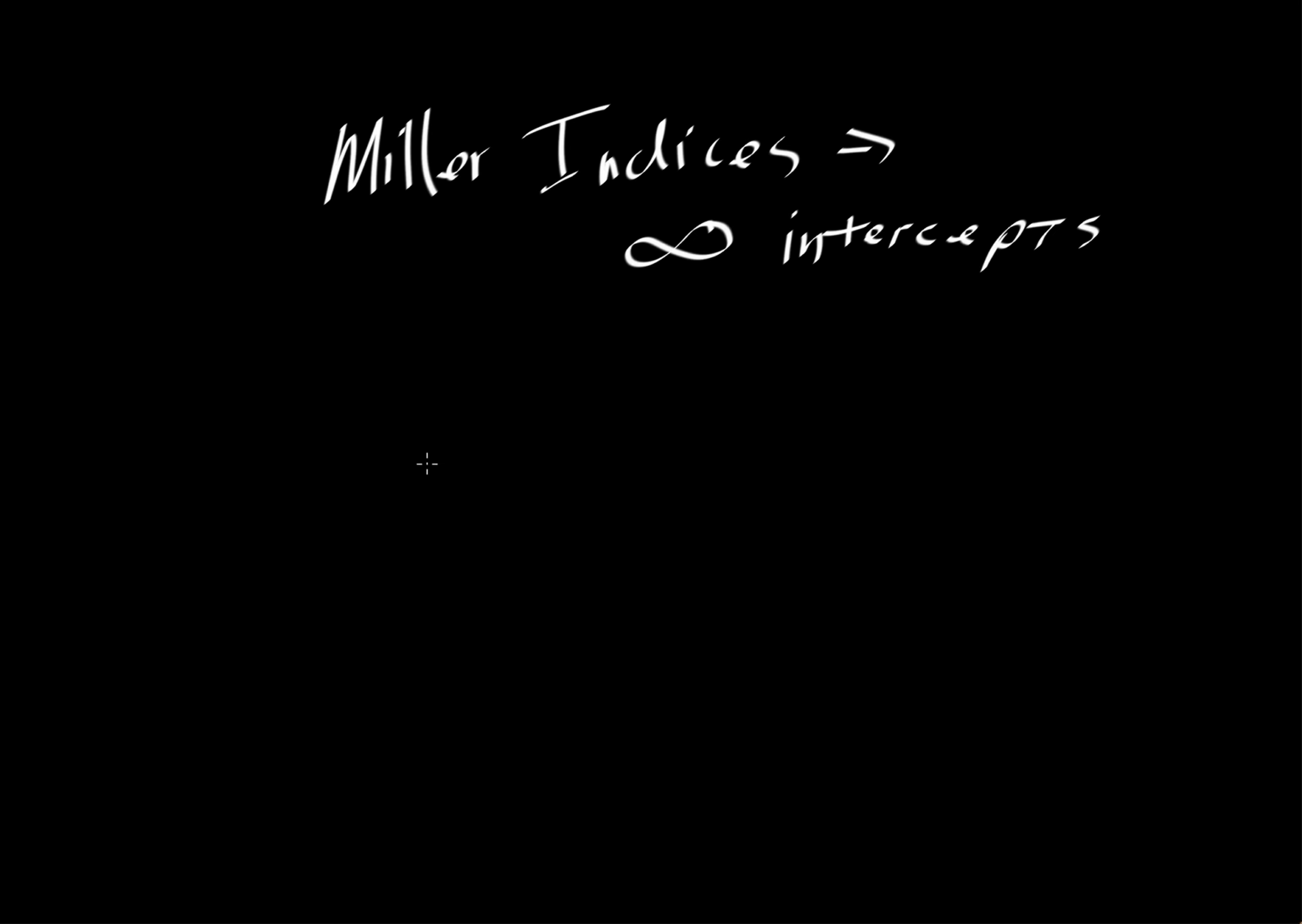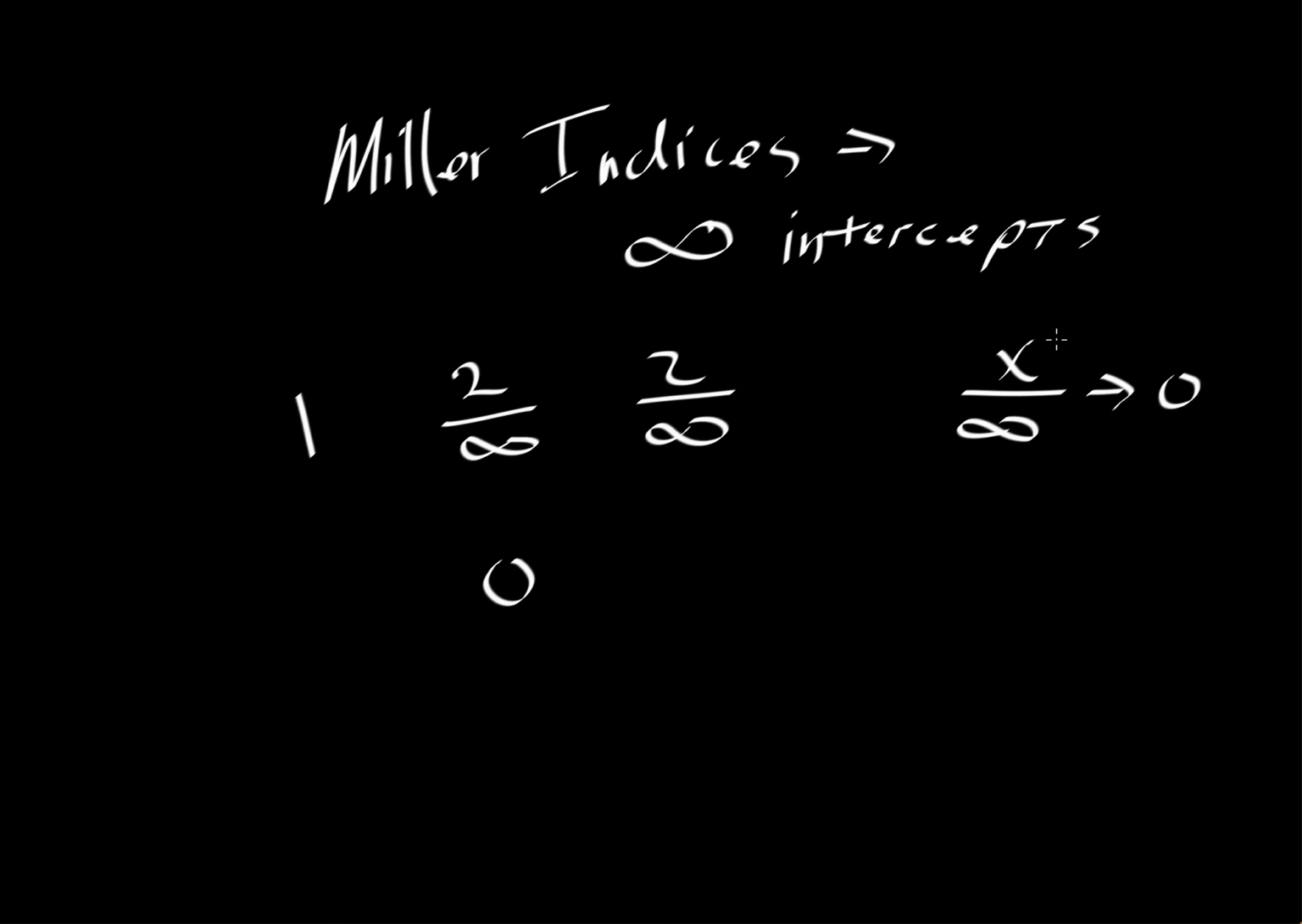So let's just rewrite this. We have 1, and then 2 over infinity, and then 2 over infinity. If we take 2, or any number, and divide it up an infinite number of ways, then whatever that thing is that we're dividing, everyone gets effectively 0. So x divided by infinity is effectively 0. Take anything and divide it up an infinite number of times, and each of those parts would be 0. So we would have 1, 0, 0, and that would be the set of Miller indices for that square face that would be just intersecting only the A-axis.